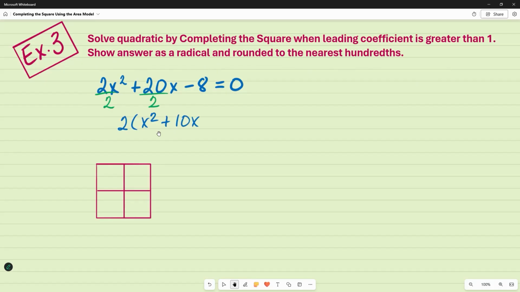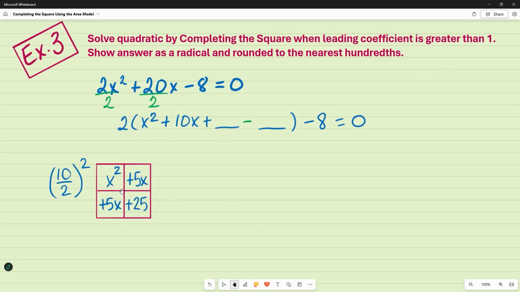Once we divide this, we're going to go ahead and start using our area model by putting the first term of x squared here, and then we're going to divide this 10 by 2 and square that answer to put it in our last box. Whatever goes in this last box, I'm going to create 2 blanks, and we're going to actually place that information in those 2 blanks. When we complete the square, which is this last box, we're always going to add this number first. This will create a perfect square trinomial for the first 3 terms that we see in these parentheses.